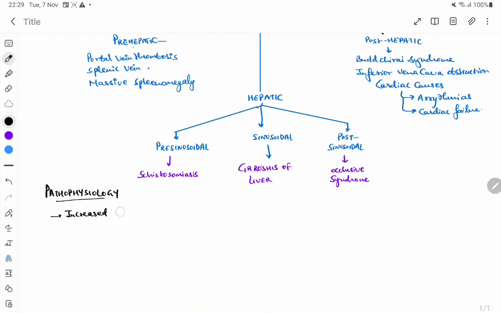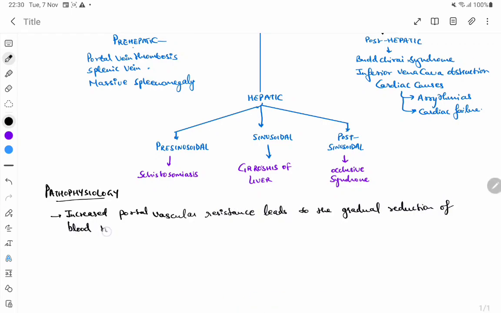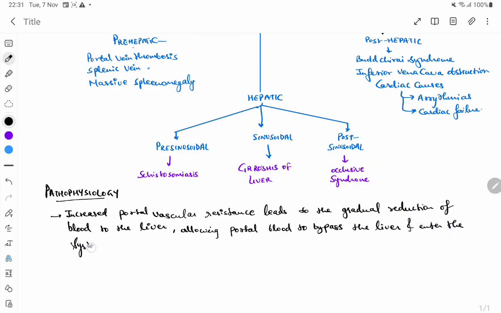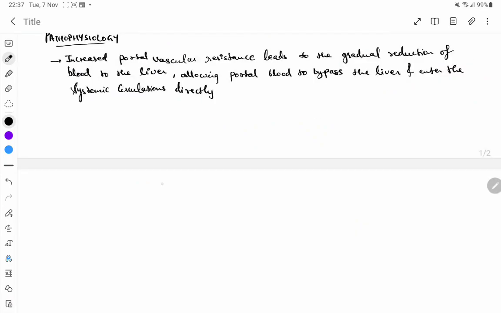Understanding the pathophysiology of portal hypertension. Increased portal vascular resistance leads to a gradual reduction of blood flow to the liver, allowing portal blood to bypass the liver and enter the systemic circulation.